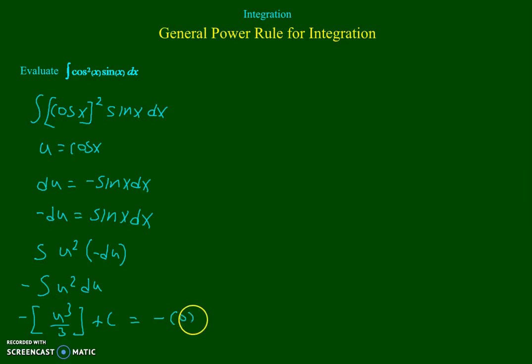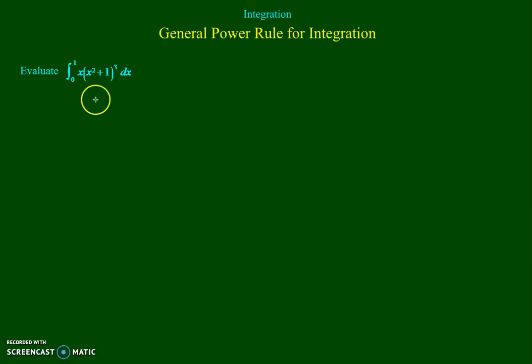negative cos, let's put this over here, cos to the third x over 3 plus c. So in case you missed it, I just back substituted here for my cosine into here. So that's cosine to the third, and the negative stayed outside, and I just carried over the 3. All right, let's move on to the next problem.